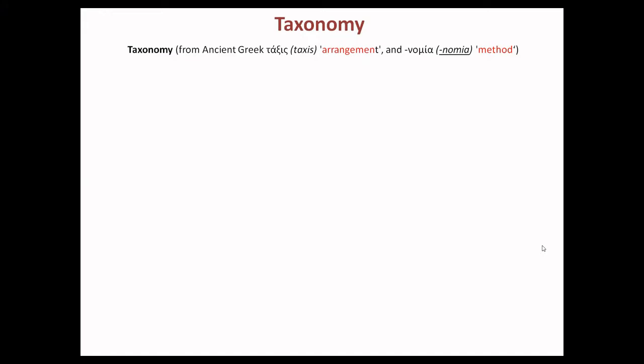In today's lecture, we are going to learn a brief idea about taxonomy, and we will discuss in detail the various criteria of naming an organism. Taxonomy originated from the Greek word. The first part is taxis, which means arrangement, and nomia means method. So it is an arrangement method.